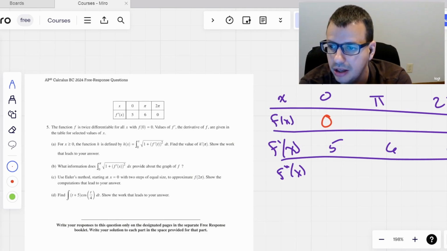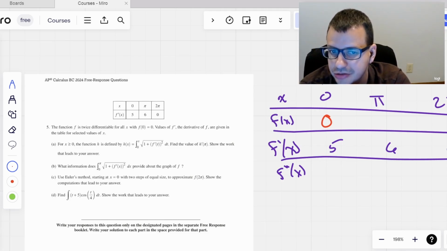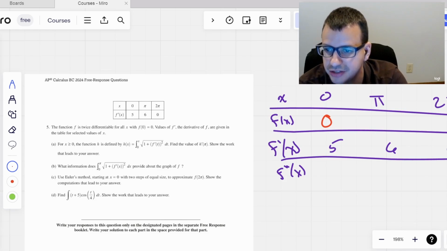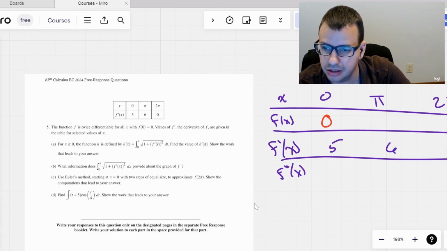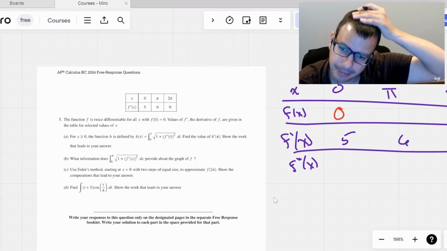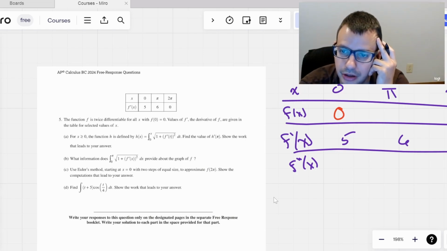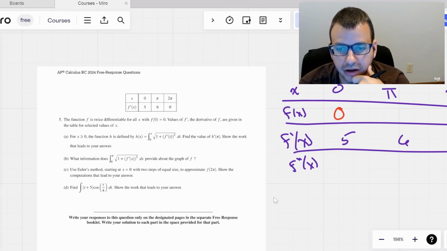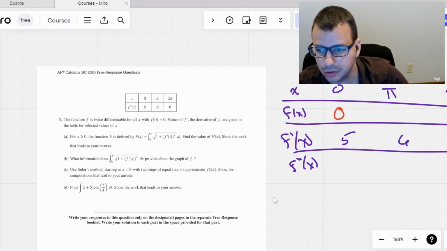Okay. For x greater than or equal to 0, the function is defined by this. So that looks kind of like an arc length formula, and fundamental theorem of calculus. Okay, find the value of h prime of pi. Show your work that leads to your answer.